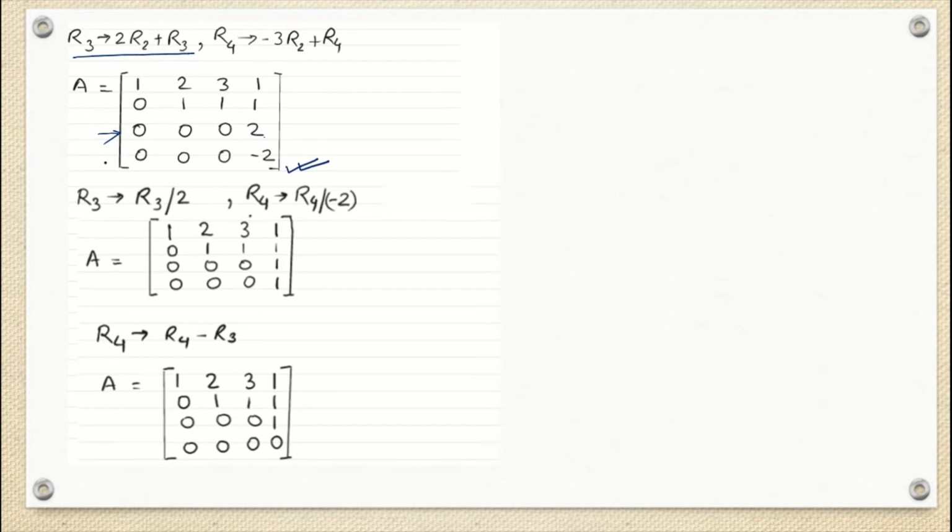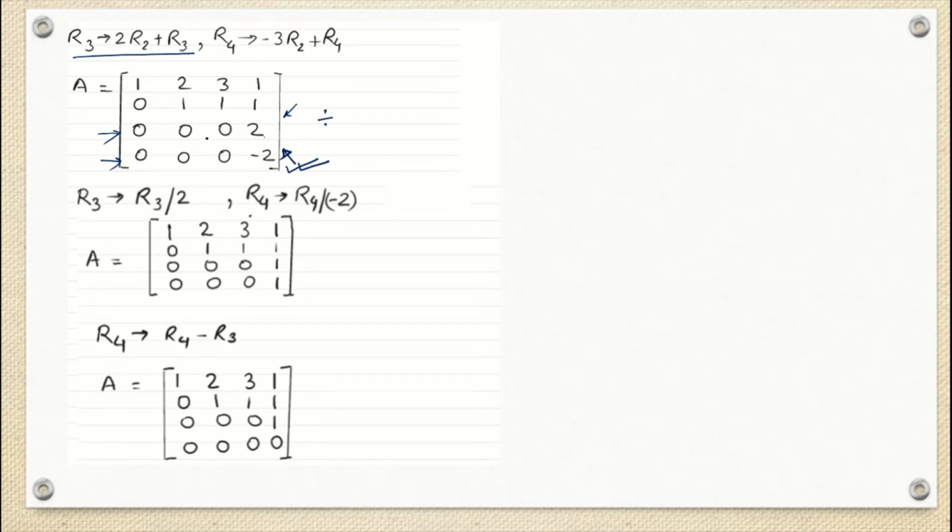Similarly, in my R4, row number 4, the very first non-zero element is minus 2, which is not 1. So what should I do? Which operation should I perform? Basically, we want to avoid division operation, okay? But in this scenario, it is always better to use division operation.